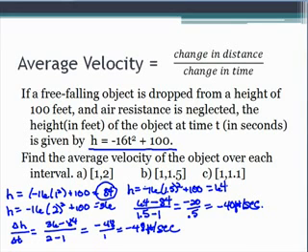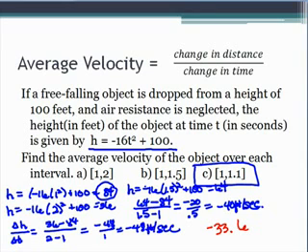Okay, so why don't you go ahead and do C here. You can pause it for a second, and I will write down what the answer is. If you don't want to see it right now, pause it. You should get negative 33.6 feet per second.